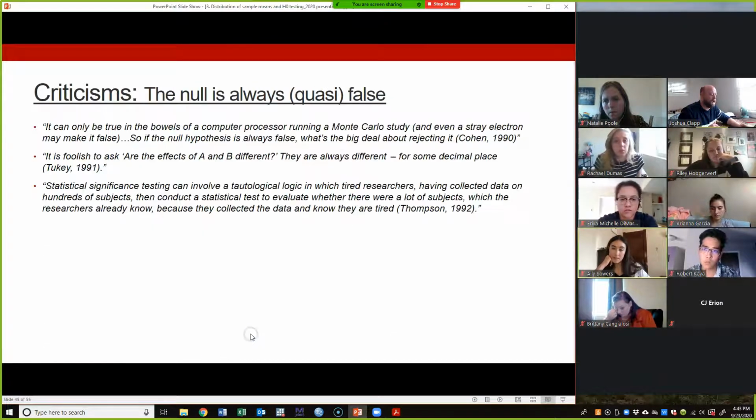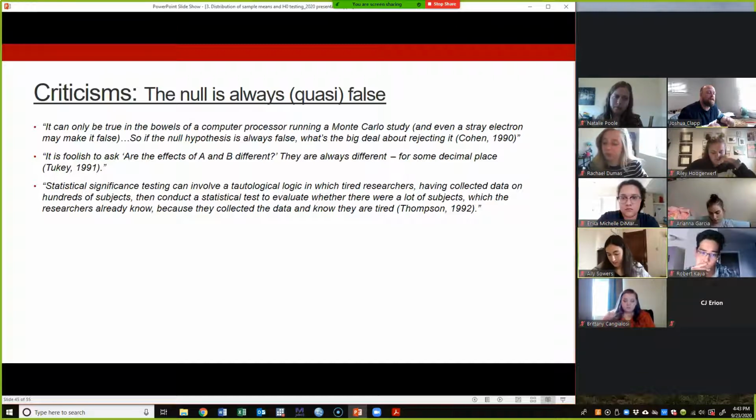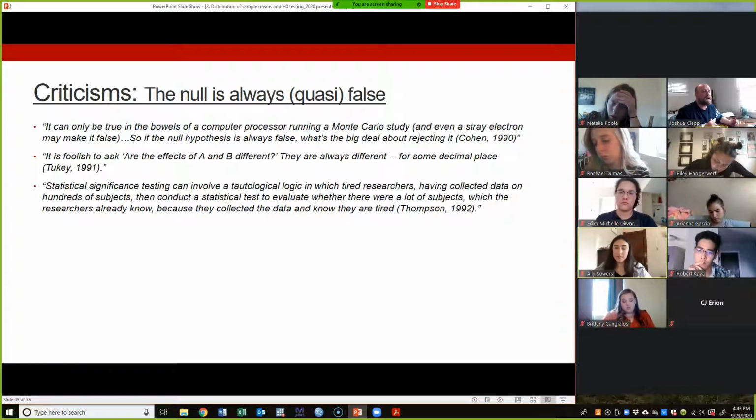So, another argument, I think this is one of the more compelling arguments. Criticism of the null hypothesis testing is the null hypothesis is always false, right? It can only be true in the bowels of a computer running a Monte Carlo study, and even then a stray electron may make it false. So if the null hypothesis is always false, what's the big deal about rejecting it, right?